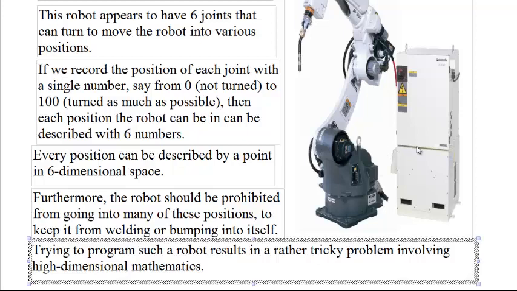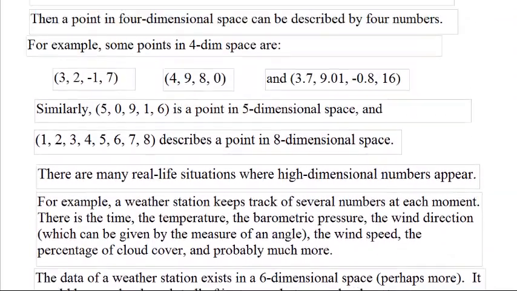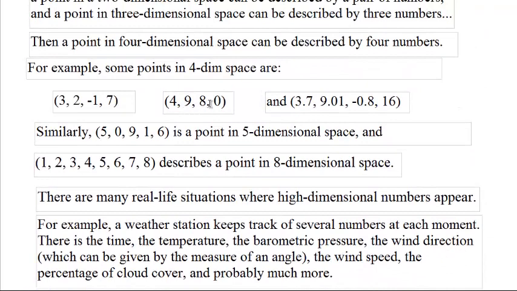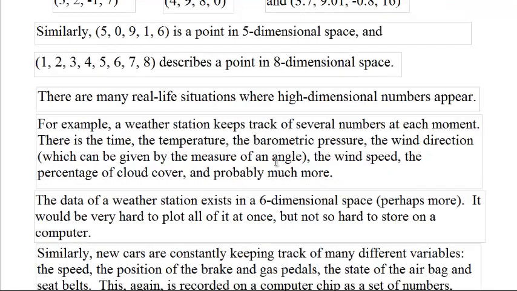A lot of people think the fourth dimension involves time travel or aliens or something like that. It's not nearly as exciting as that. A four-dimensional point is something like 4, 9, 8, 0. And in the next class, we're going to try talking about how to look at these things, how to imagine them.